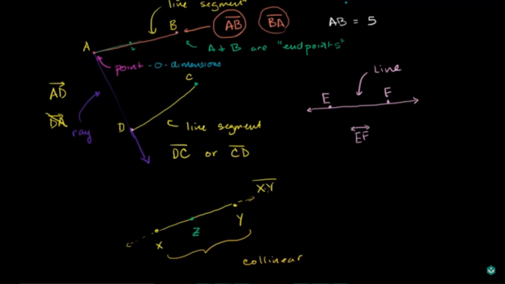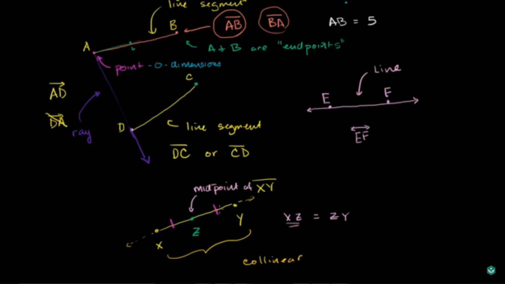Now let's say we're told that XZ is equal to ZY, and they are all collinear. This is telling us that the distance between X and Z is the same as the distance between Z and Y. Sometimes we can mark it like that. This distance is the same as that distance over there. So that tells us that Z is exactly halfway between X and Y. In this situation, we would call Z the midpoint of line segment XY, because it's exactly halfway between.